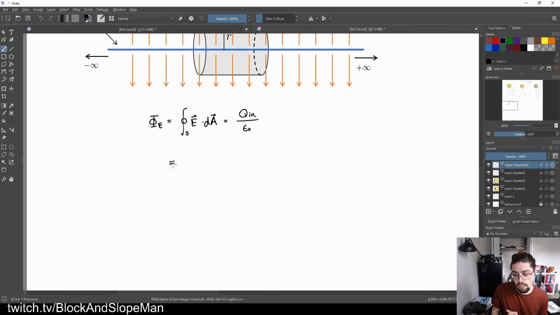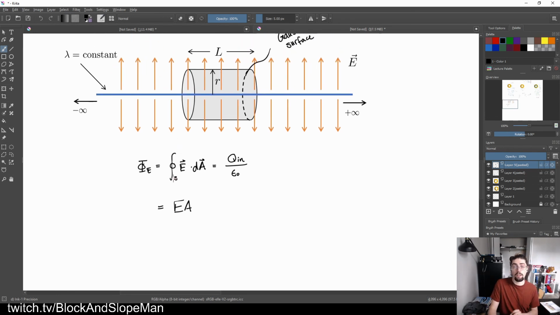This just becomes EA, where A is the surface area that the field is actually passing through, not the end caps. Just the main body of the cylinder. Now we need to also look at what Q inside is going to be. So let me jump one step down and let's say this is E times pi r squared times length L. Whoops, that's a volume. 2 pi r times L. That's better.